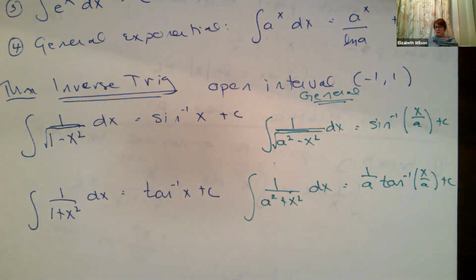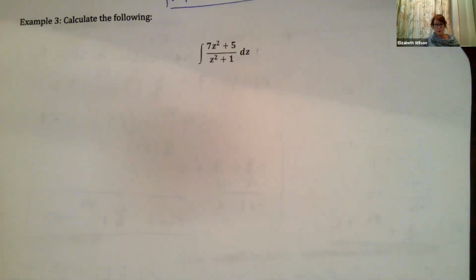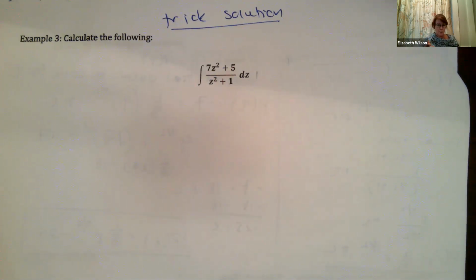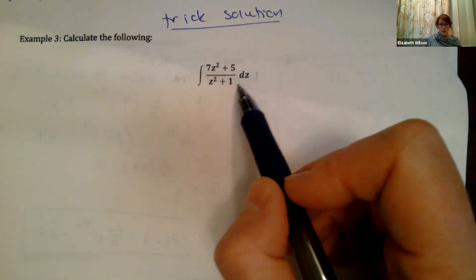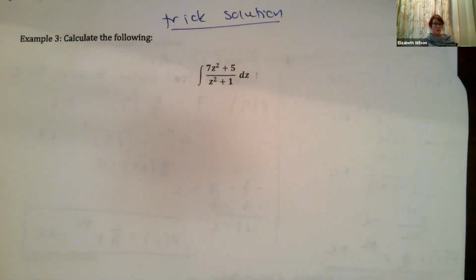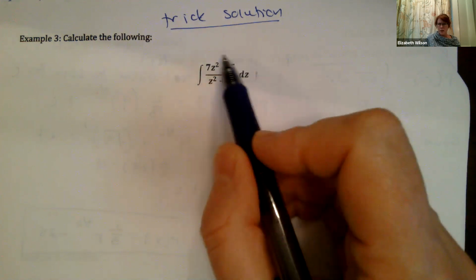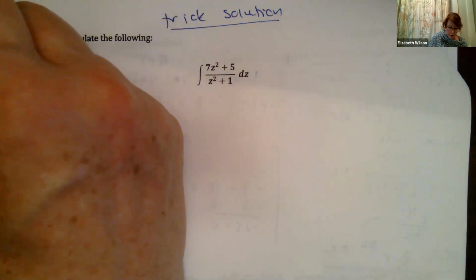All right, my lecture examples. Example number 3 has a trick solution on it. I can't remember if you've got this on a homework problem. These things pop up every now and then too. You need to know how to manipulate stuff. So I've got 7z squared plus 5 all over z squared plus 1. I'm integrating with respect to z. Look, z squared plus 1 kind of reminds me of an inverse tangent function, right? But this numerator is messing me up. I can't do anything with that. So I have to rewrite my equation.